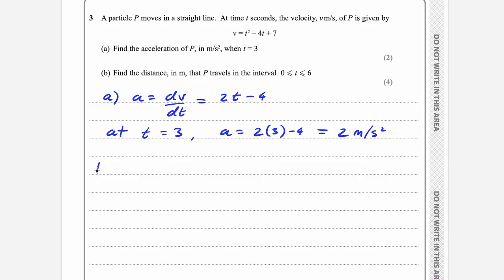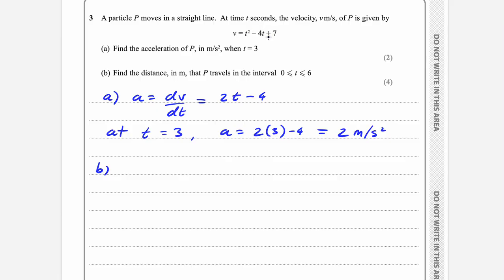Okay, part B. Find the distance in meters that P travels in the interval 0 to 6. That, guys, is a bit more tricky than I would like. The first thing I need to note is that we can't just integrate it because we don't know if it's going forwards or backwards, so I'm actually going to graph this. I want to see what this looks like. Now, t squared minus 4t plus 7, that might actually, now that I think about it, always be positive.